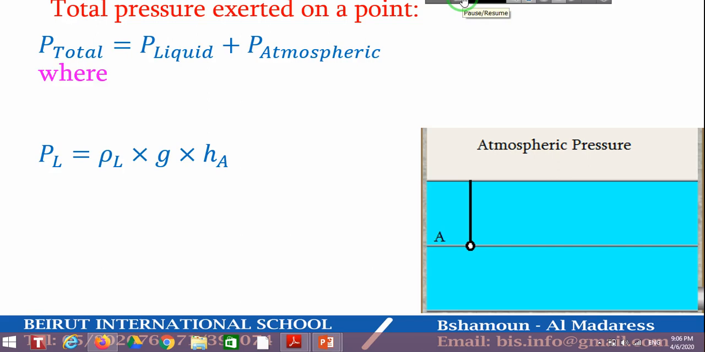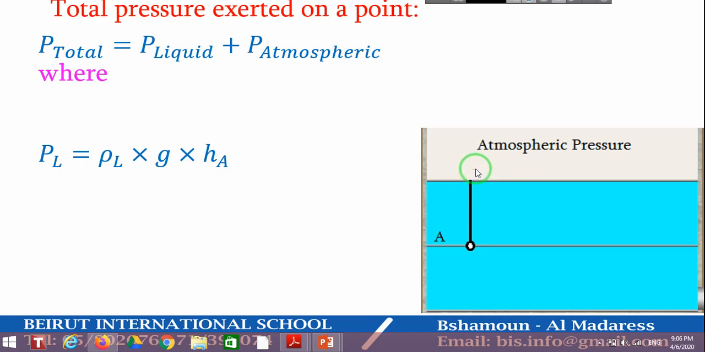Now, the total pressure exerted at a point. Observe this point A. It's immersed in liquid. The pressure exerted by liquid equals the density of liquid times gravity times HA, which is the height separating this point from the surface of water. What about the pressure at the surface of liquid?